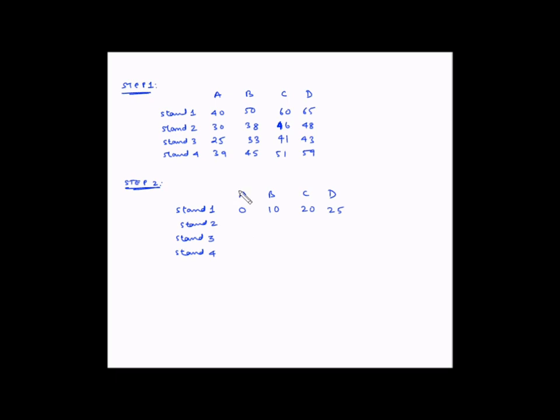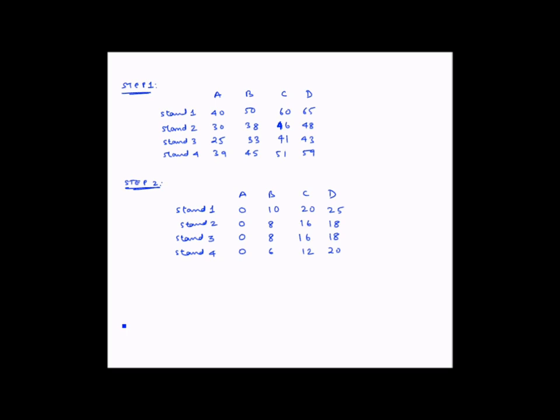Now for the second row, the lowest element is 30. So we get 0, 8, 16 and 18. For the third row, the lowest element is 25. So we get 0, 8, 16, 18. For the fourth row, the lowest element is 39. So deducting 39 from each of the elements in the row, we get 0, 6, 12 and 20.